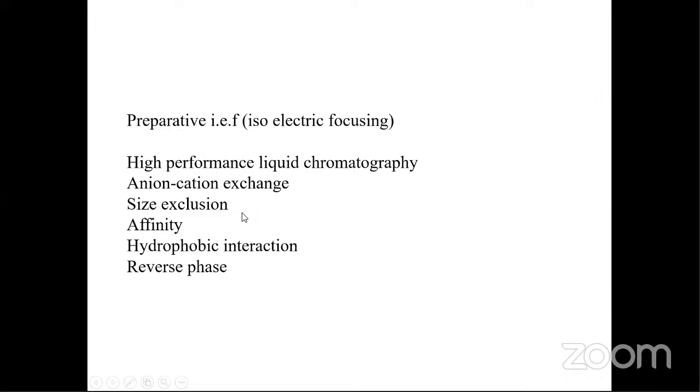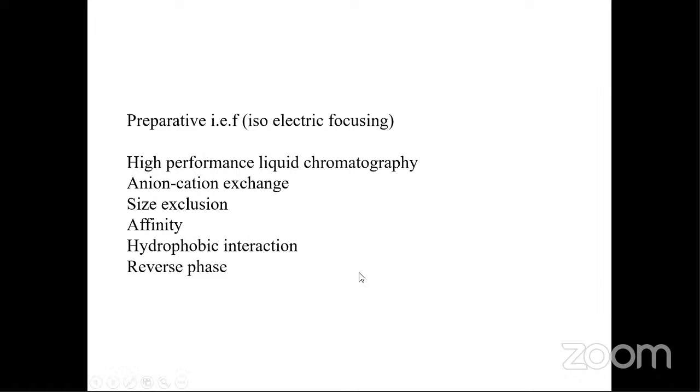Size exclusion chromatography is based on the sizes of the protein. So smaller protein will come slower, larger protein will come faster. Then we have the affinity chromatography. We can have affinity ligands on the stationary phase. So the proteins which bind to the affinity ligands will come out slowly or will get trapped. Those which do not bind will come out fast.